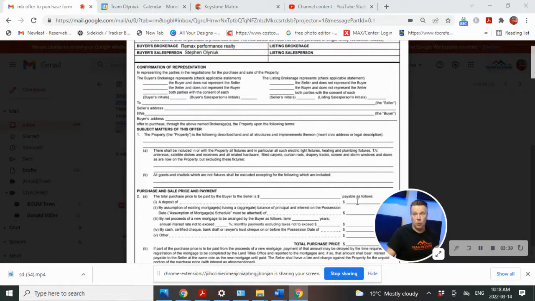And I always get asked, what's a good deposit amount? And it depends. Rural Manitoba is a little bit different. We see a lot lower deposits in there. In Winnipeg, we usually see 5 to 10% of the selling price as deposits. On the very low side of things, $5,000 seems to be the low side of a deposit.